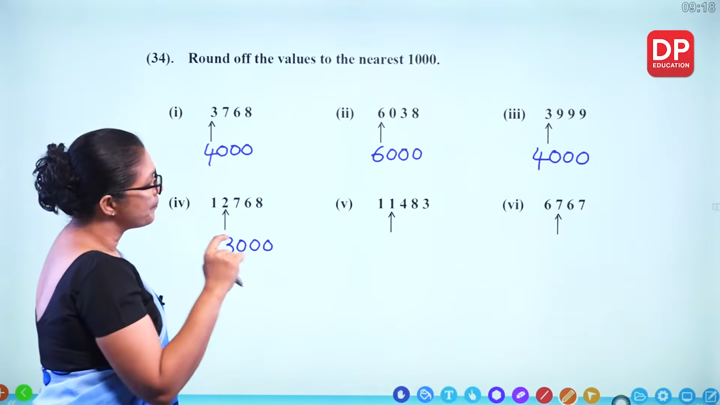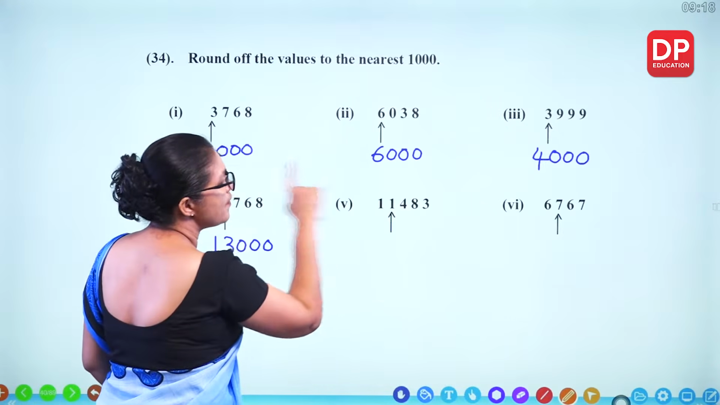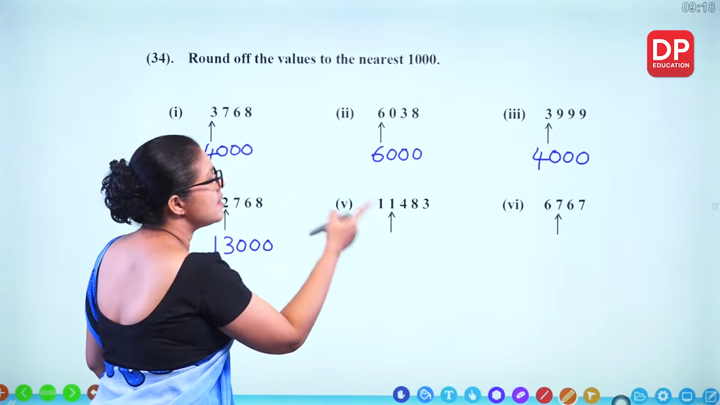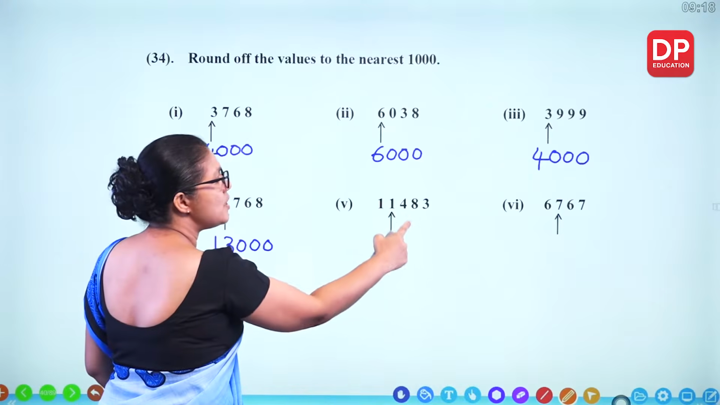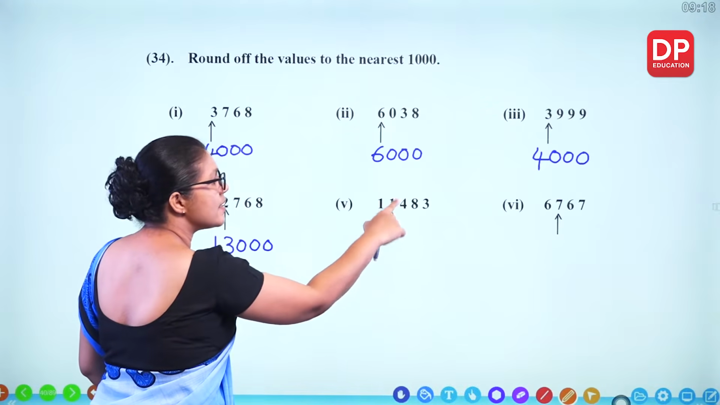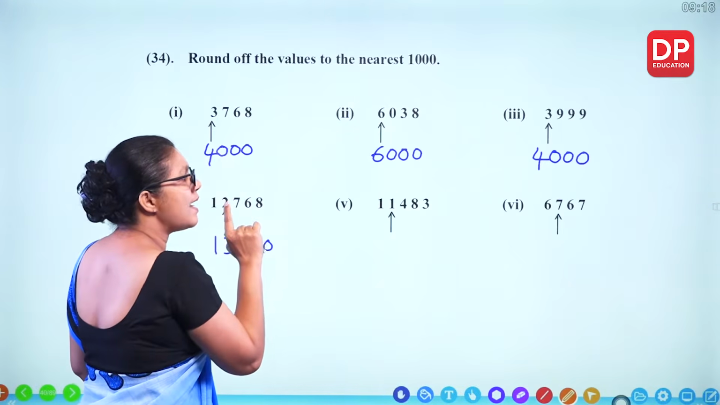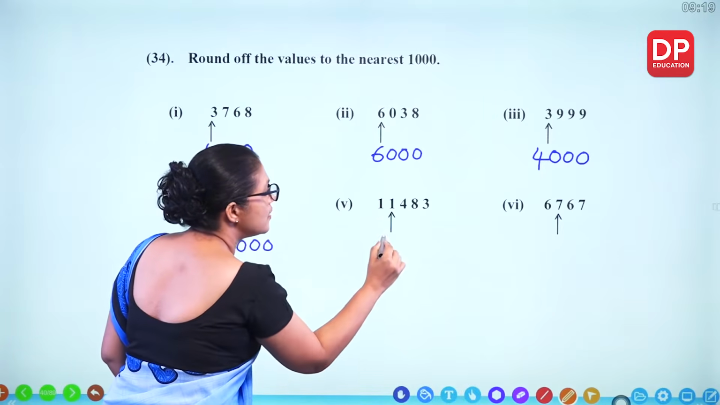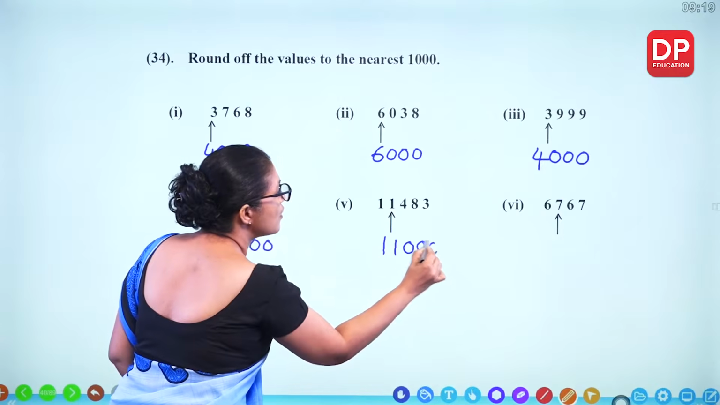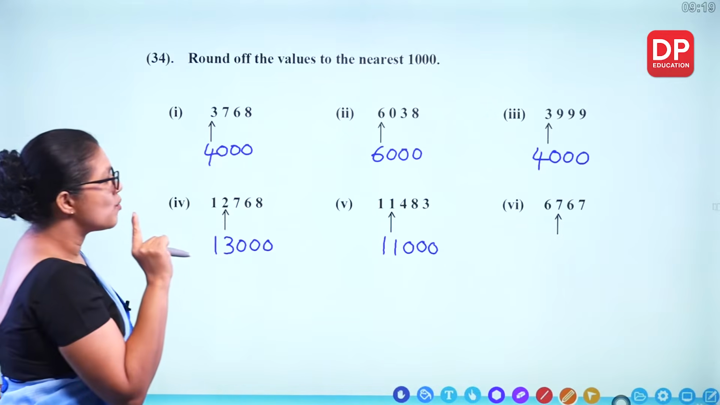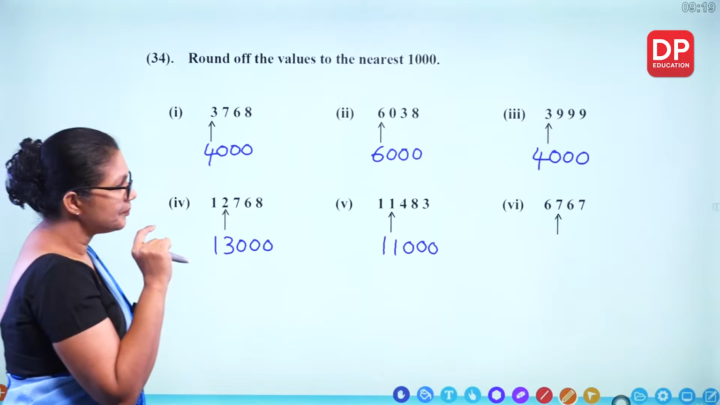11,483. This is 1,483. So is it 1000 or 2000? Which one is closer? Midway is 1500. So this is less than 500. So 1000 is the closest value. So 11,000 is the answer.